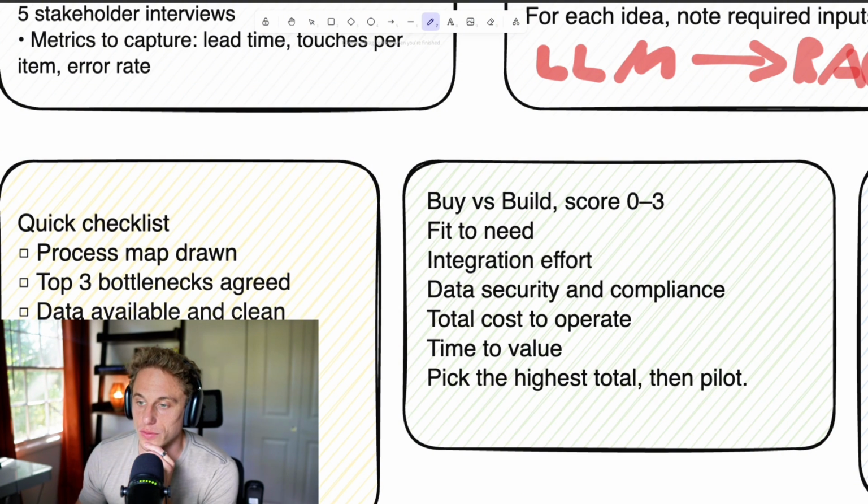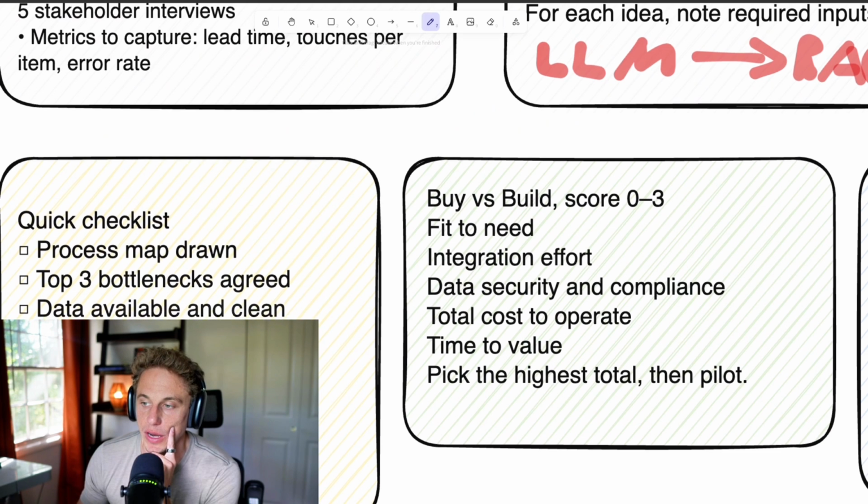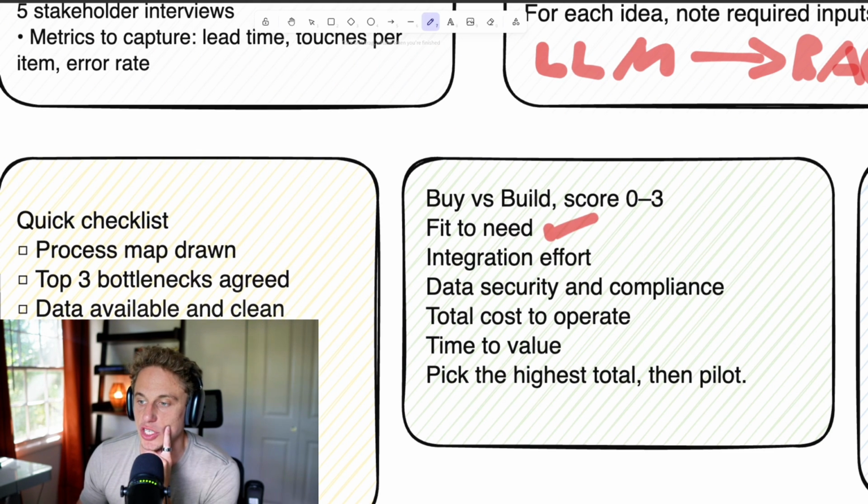You can do this on a score of 0 to 3. So if there's 3 of these that get checked, you're probably going to need to build it. So it's fit to the need. Do we have a need? Is there a software fit for it? Okay, let's just say there is, for example. Check. Okay, is there a lot of integration effort? Is it a heavy lift to integrate into the business? No.